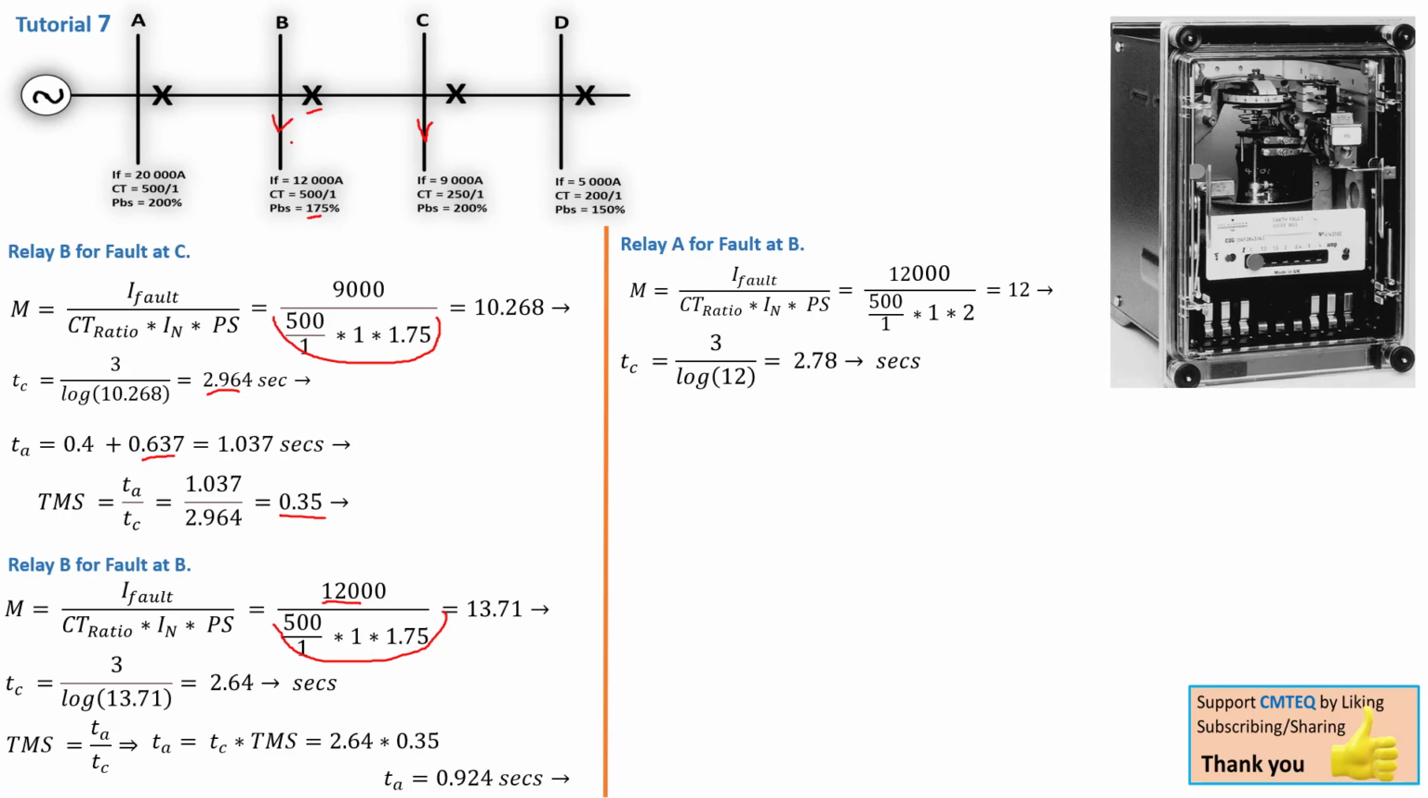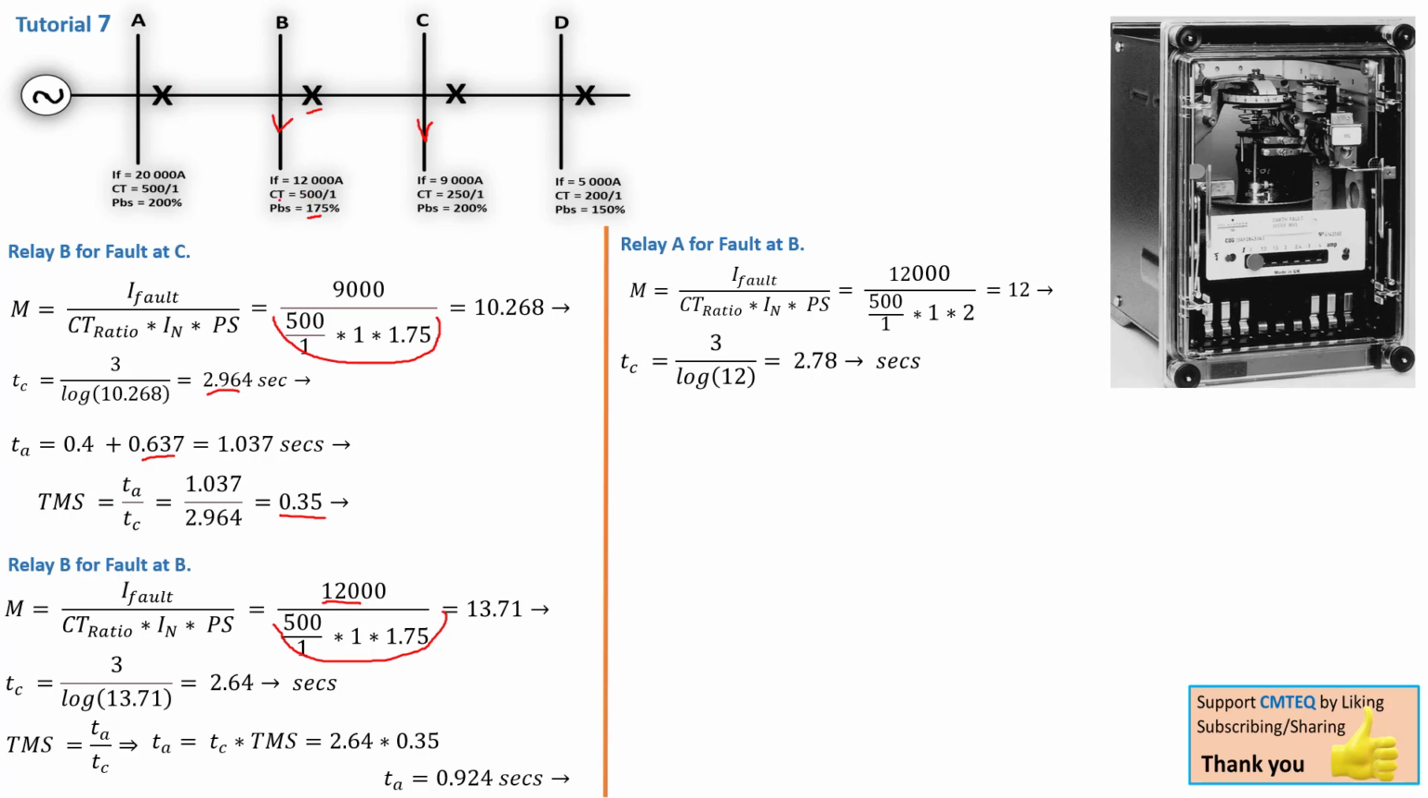for the fault on B. And as we've done previously, we're going to use the grading margin. Based on what? Based on this relay B, the actual time for the fault on this bus bar, and that is the 0.924 seconds we calculated here. So we're going to take this time, add the grading margin of 0.4 on it, and that will be the actual time for this relay in case there is a fault on this bus bar and this relay failed to react.